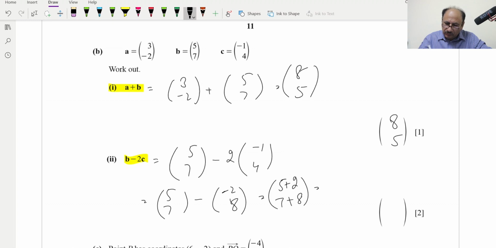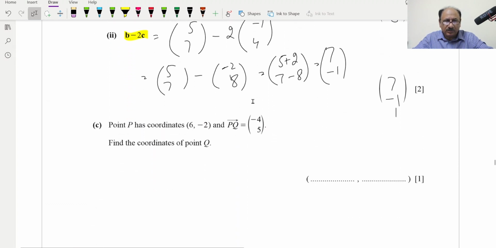So this will be minus 8 over here, and this one will be 7 and minus 1. So 7 and minus 1 will be the column which we can write over here. This one also, hopefully you understood this. Then this is also a very interesting question.